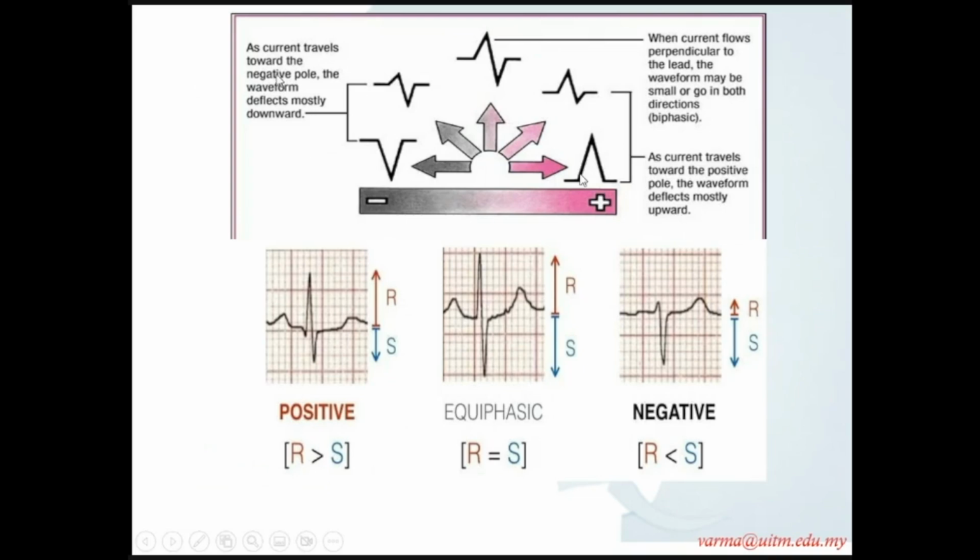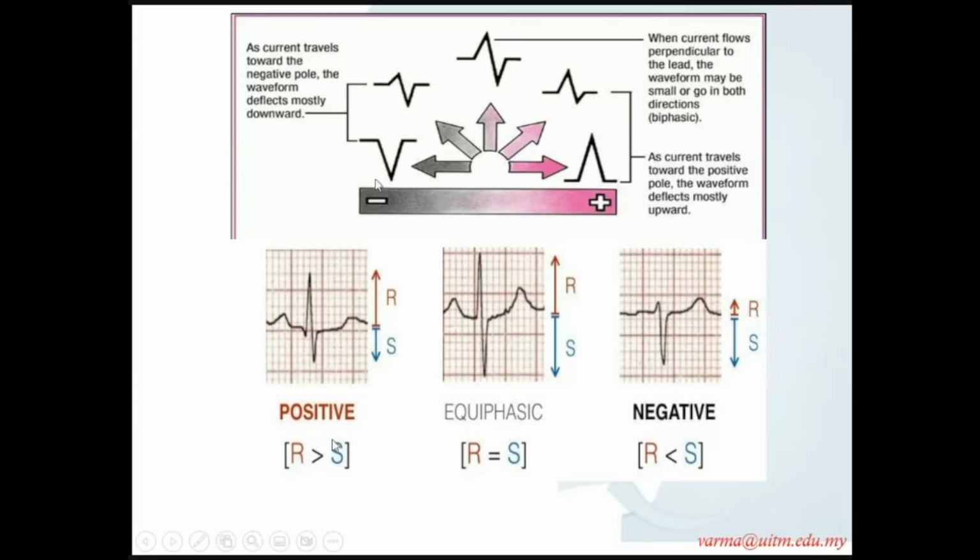So when you have an upward deflection, it is positive. When you have a downward deflection, it is negative. Simply saying, when the impulse or current travels towards the heart, it will give a positive deflection. When it's going away from the heart, it shows a negative deflection.